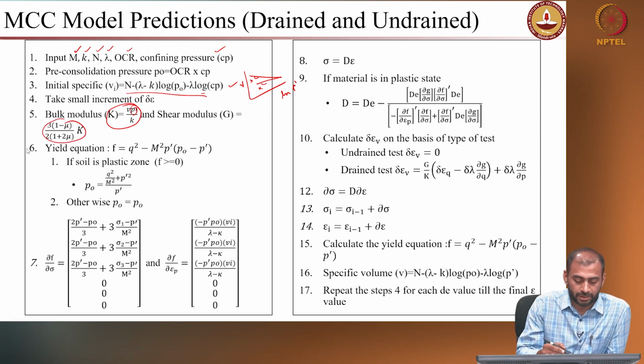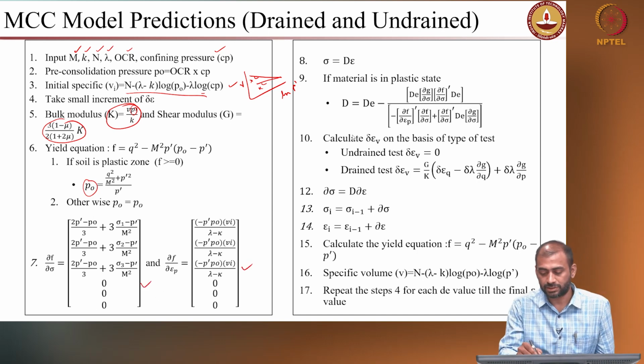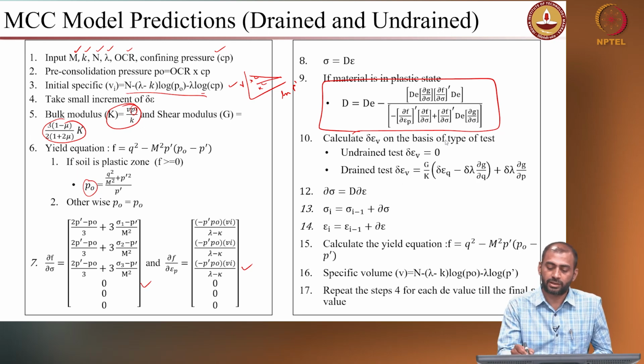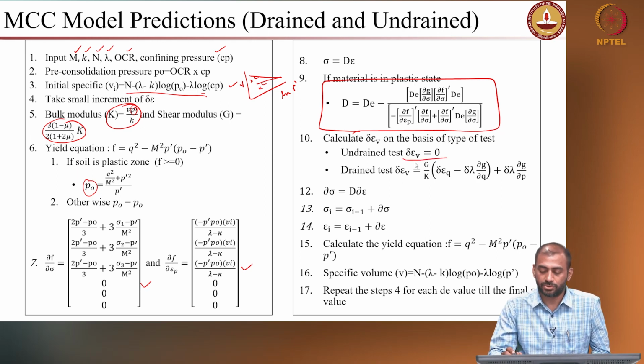After that, every time you need to check the yield condition or yield equation. If f is less than 0, then it is under elastic condition. If f is equal to 0, then the material has reached yield. Once it has reached yield, you need to calculate the pre-consolidation pressure. Again, you need to determine this elastoplastic stiffness matrix that you are seeing here. Once we know the elastoplastic stiffness matrix and formulate the relation, we have conditions, like in case of undrained condition, your volumetric strain is 0. So, use that condition, simplify the equation a bit further and then solve the problem.